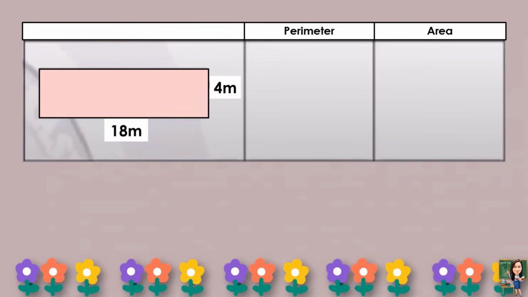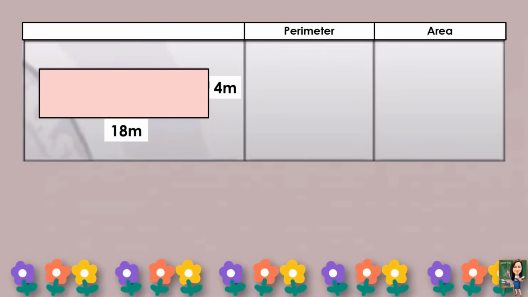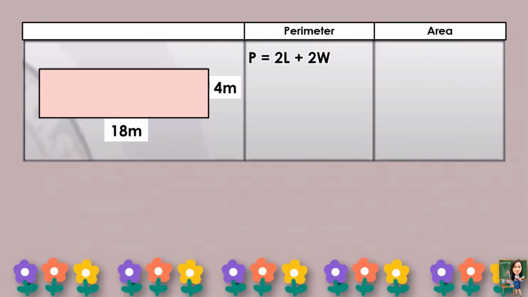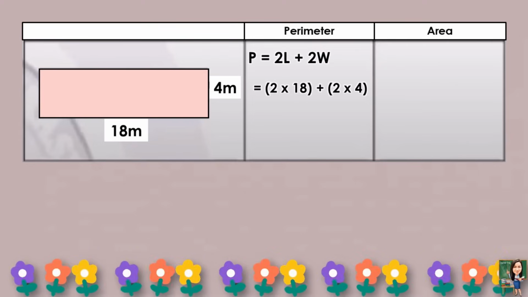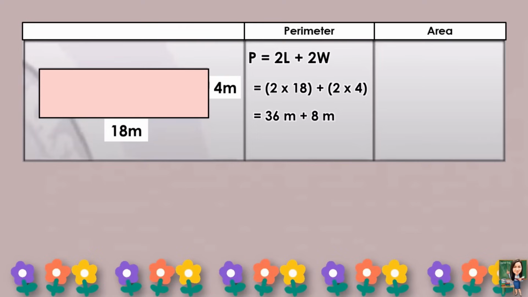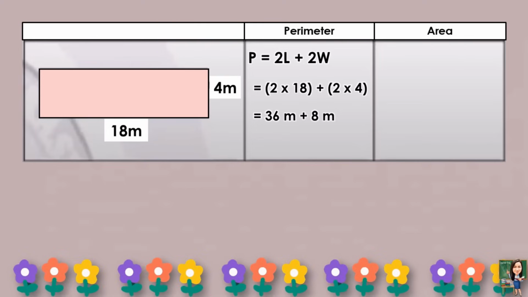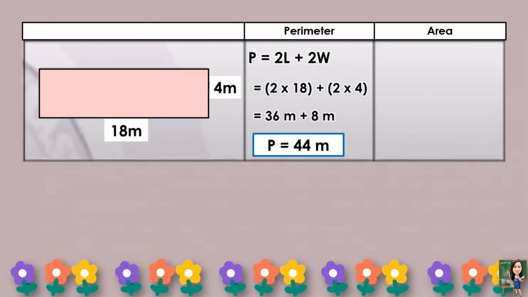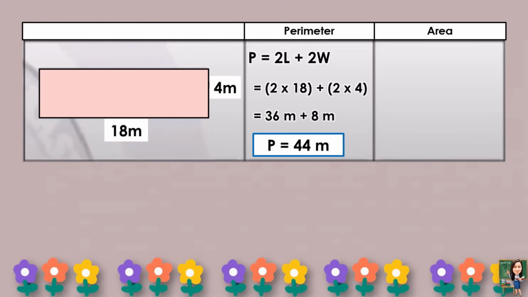Next, the width of this rectangle is 4 meters and the length is 18 meters. Perimeter, 2 length plus 2 width. 2 length is 2 times 18. 2 width is 2 times 4. 2 times 18 equals 36 meters. Plus 2 times 4 equals 8 meters. Then add, the answer is 44 meters. The perimeter of this rectangle is 44 meters.